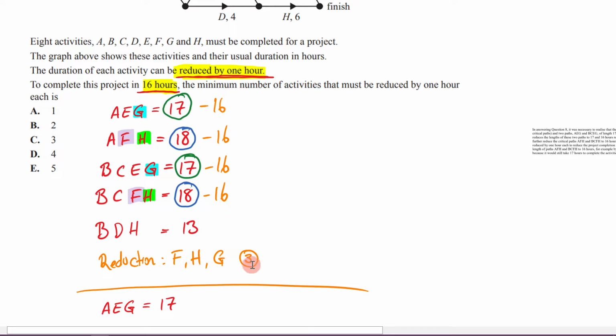So how many reductions do we have to make? We have to make 3 reductions here. So my answer is going to be 3. That is the important point.